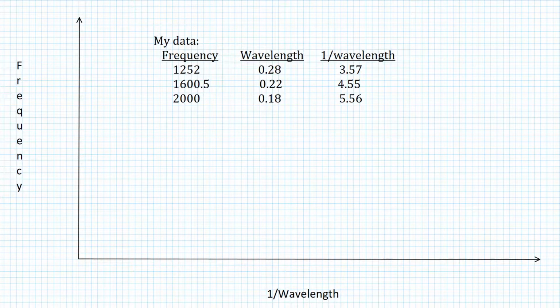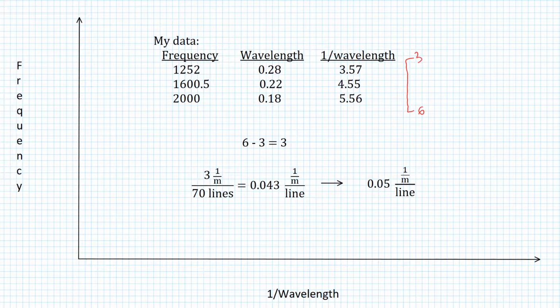Here's the data I got. For my 1/wavelength numbers, I have 3.57, 4.55, and 5.56. If I go from 3 to 6 on my x-axis, I'll include all of my 1/wavelength data points. 3.57 is within that range of 3 to 6. 4.55 is within that range from 3 to 6, and so is 5.56.